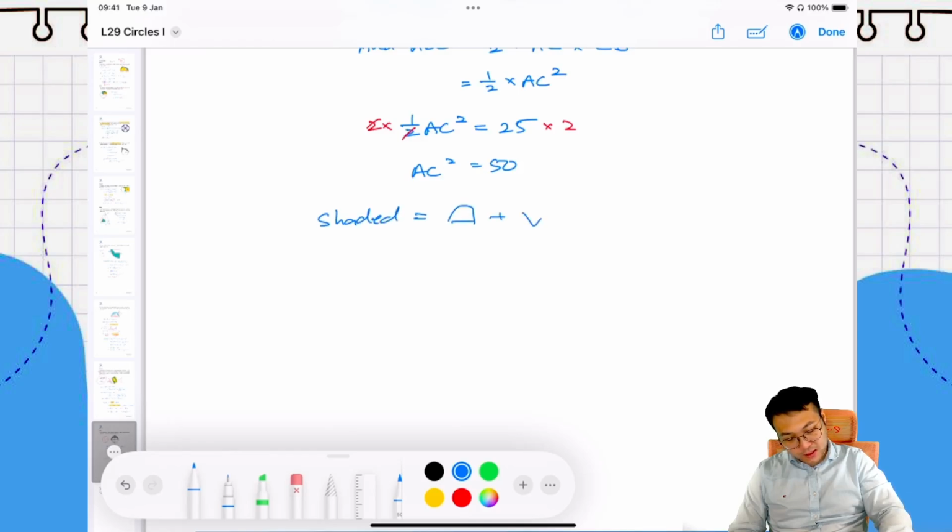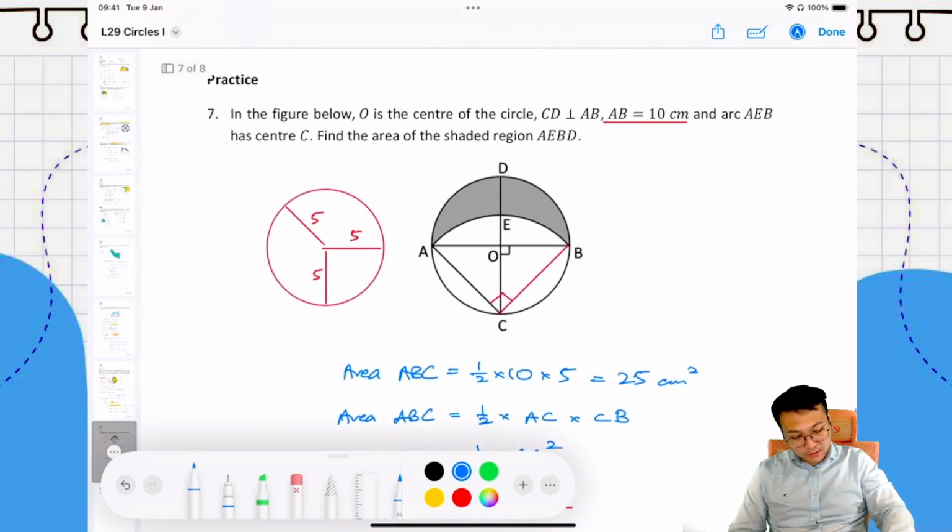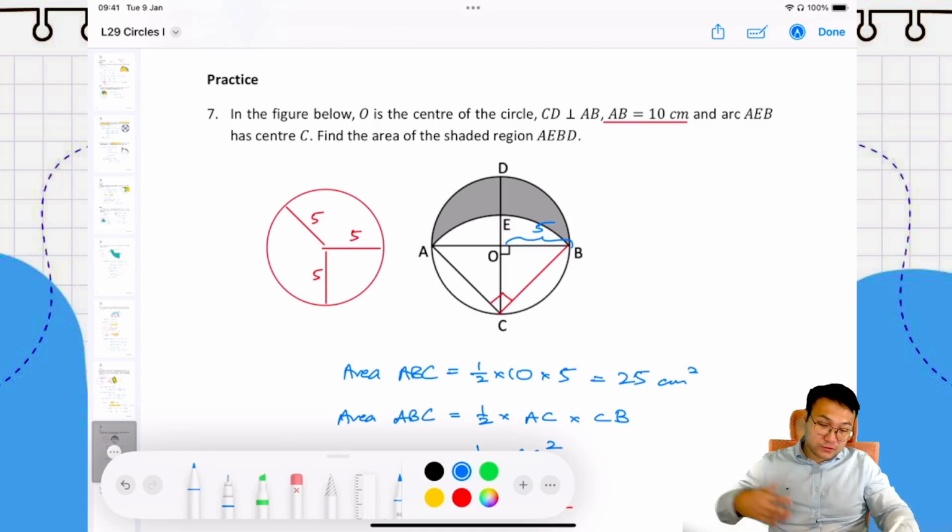Semicircle plus triangle minus that quadrant. So we need to have the semicircle. We know that this is 5 cm, right? So the radius of the semicircle is 5. And we have also found the area of the triangle already.